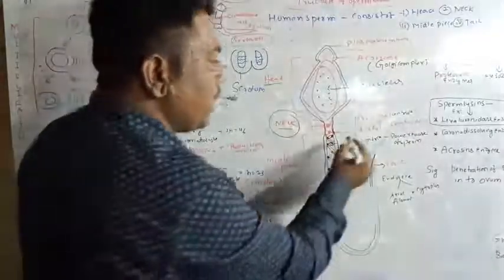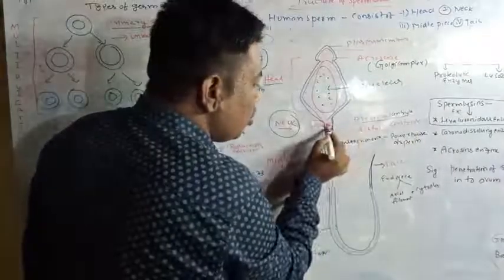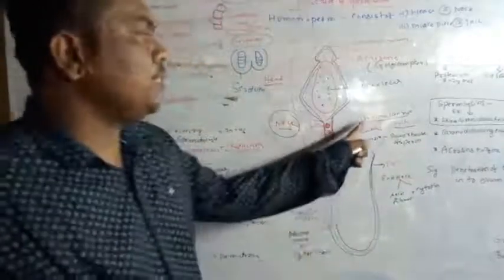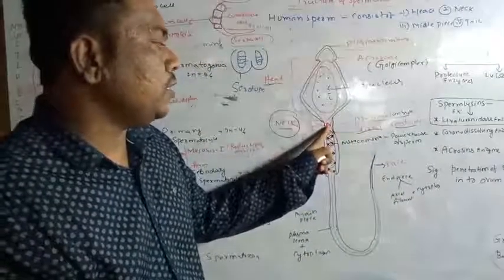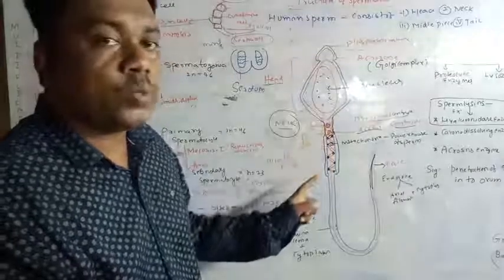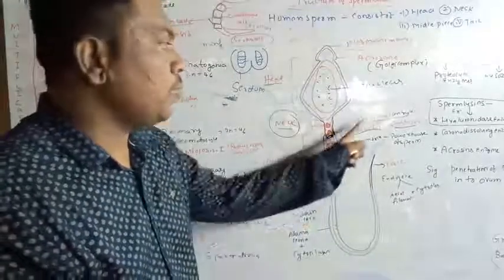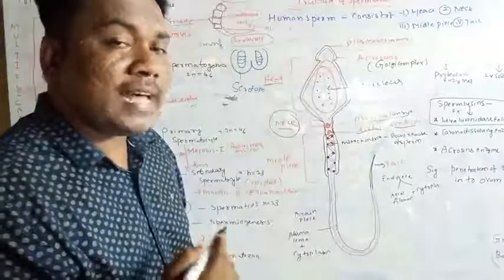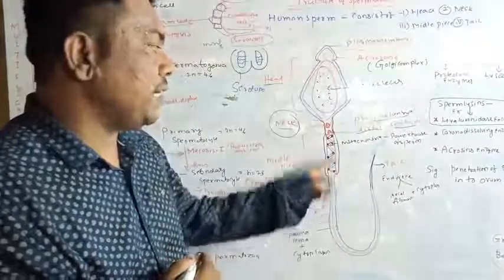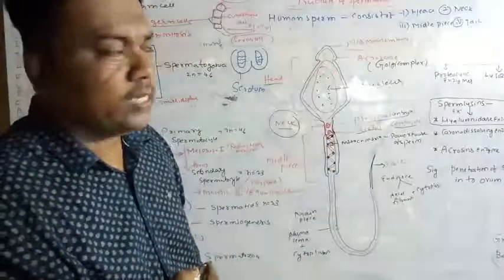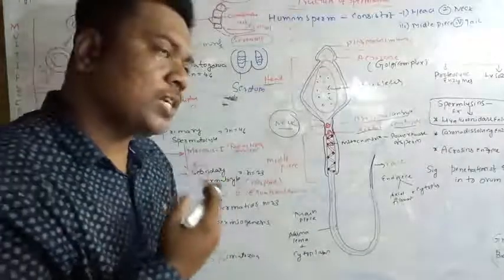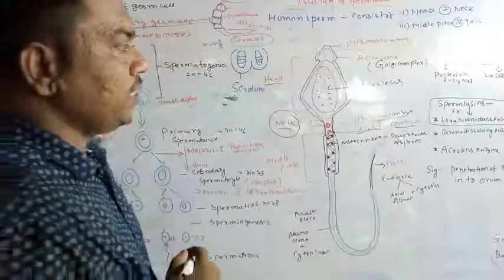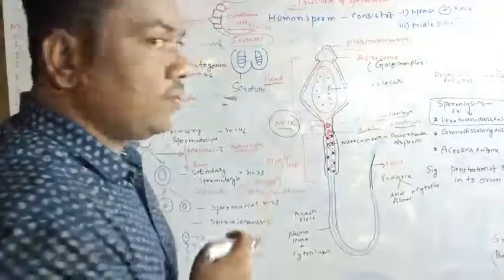This neck consists of two important structures. Those structures are known as the proximal centriole, and the second, the distal centriole. What is the proximal centriole, beta? The centriole located towards the nucleus is the proximal centriole. And the centriole located towards the axial filament or middle piece is the distal centriole, right? This is very important, beta. In which region are the two centrioles present? In the neck region. They help in spindle formation.